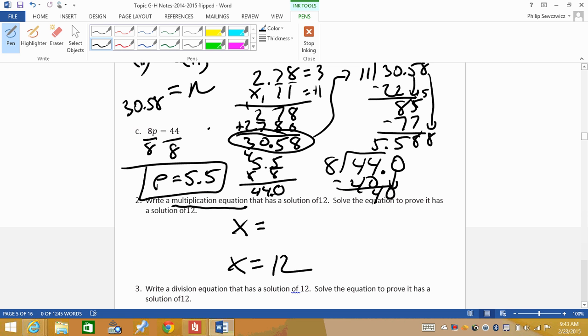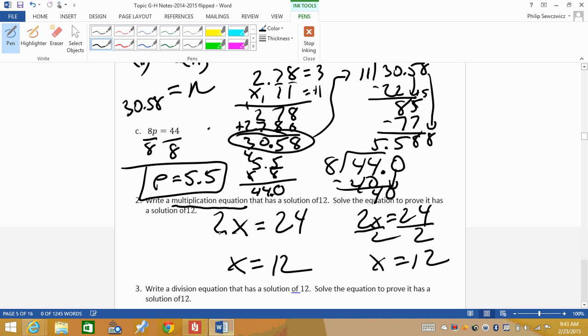So there's lots of answers here. I'm going to keep it easy. I'm going to throw a 2 down. So 2 times what is going to give me an answer of 12? Well, if we're saying x equals 12, plug it in. What is 2 times 12? Yeah, it's 24. Exactly. So if we do go through the process and we divide both sides by 2, we get 12. So I do have a multiplication equation. I am multiplying here, and the solution is 12.